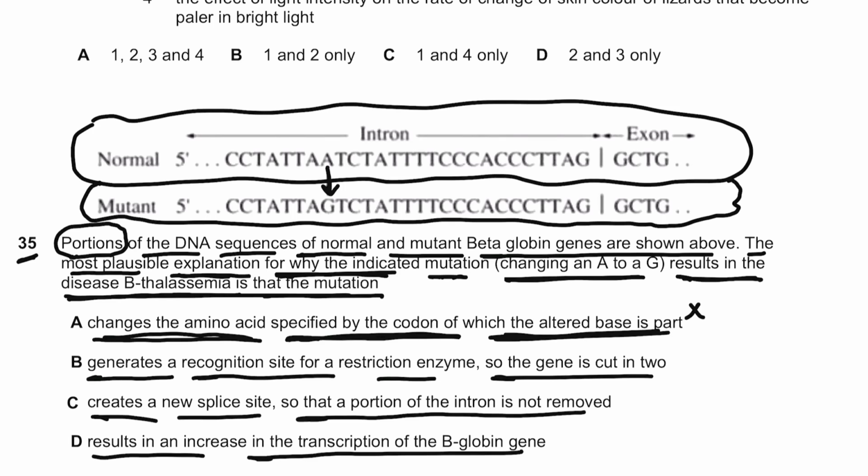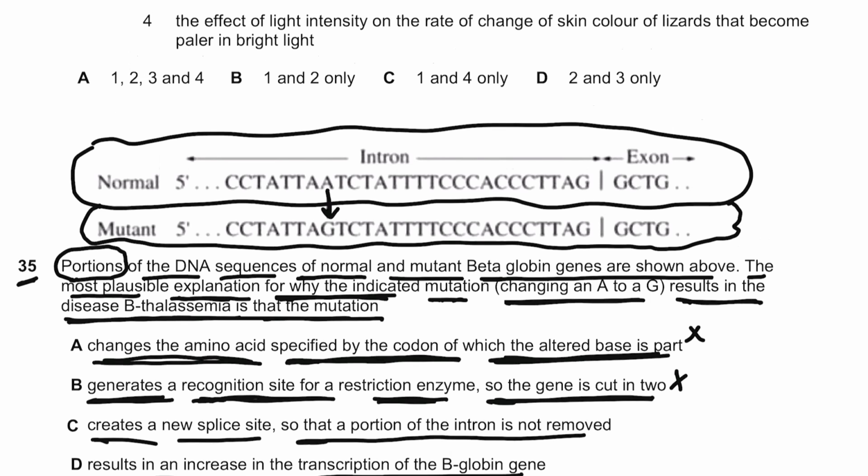Okay, generates a recognition site for restriction enzyme so that the gene is cut into two. Over here we don't have any restriction site. Let me tell you what is a restriction site or recognition site for restriction enzyme. You will study in A2 that on the DNA there are some sites known as the restriction sites or the recognition sites for the restriction enzyme, where the restriction enzyme breaks the gene. Over here they haven't mentioned any restriction site, so this cannot be the answer.